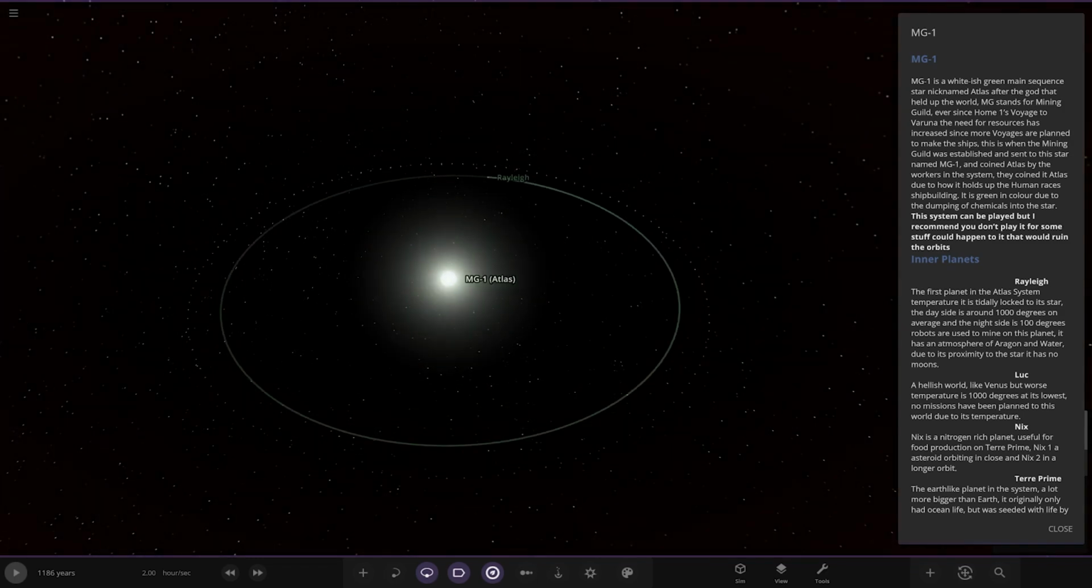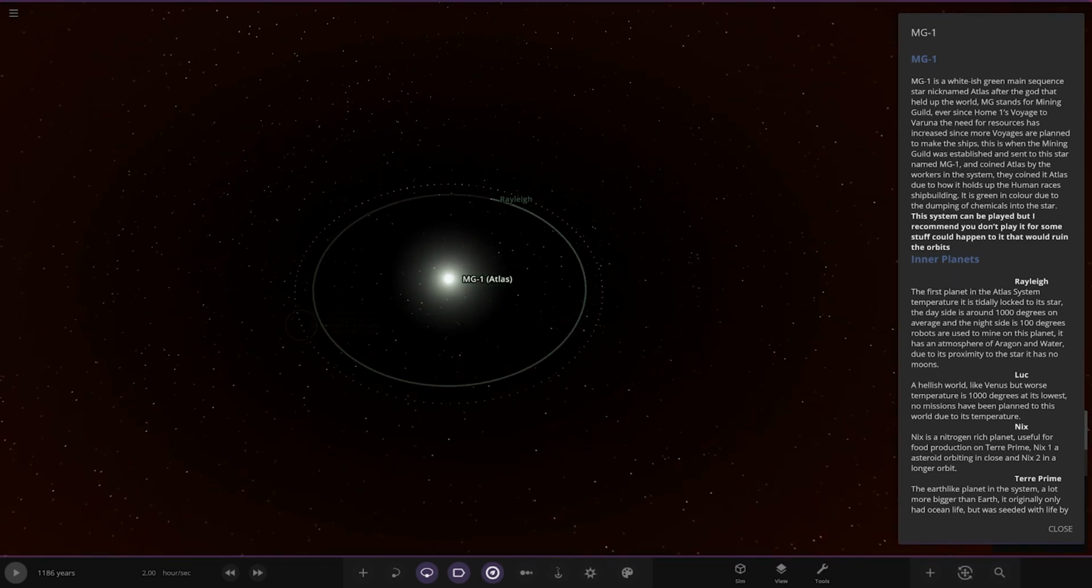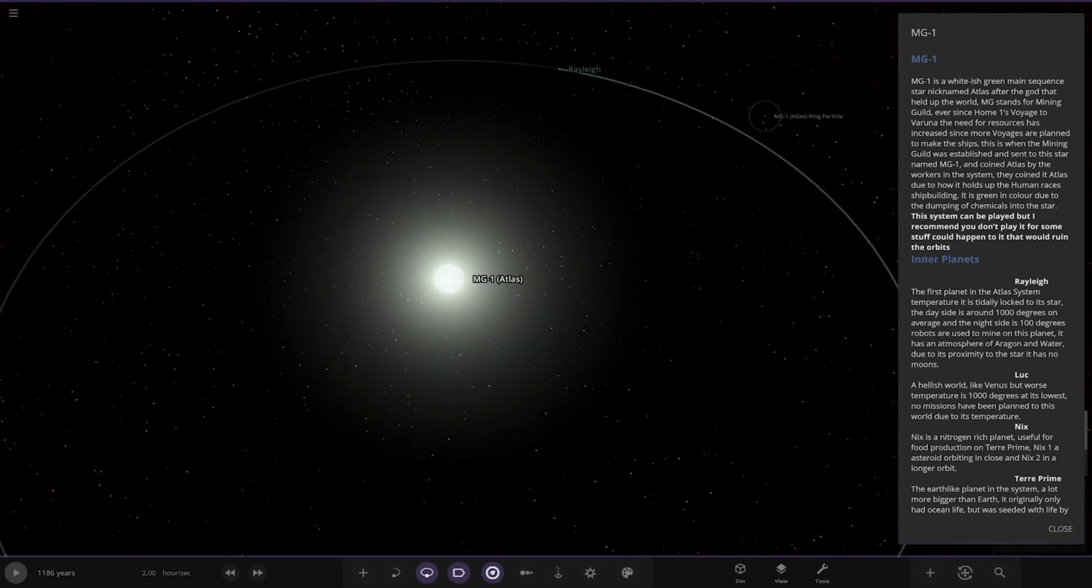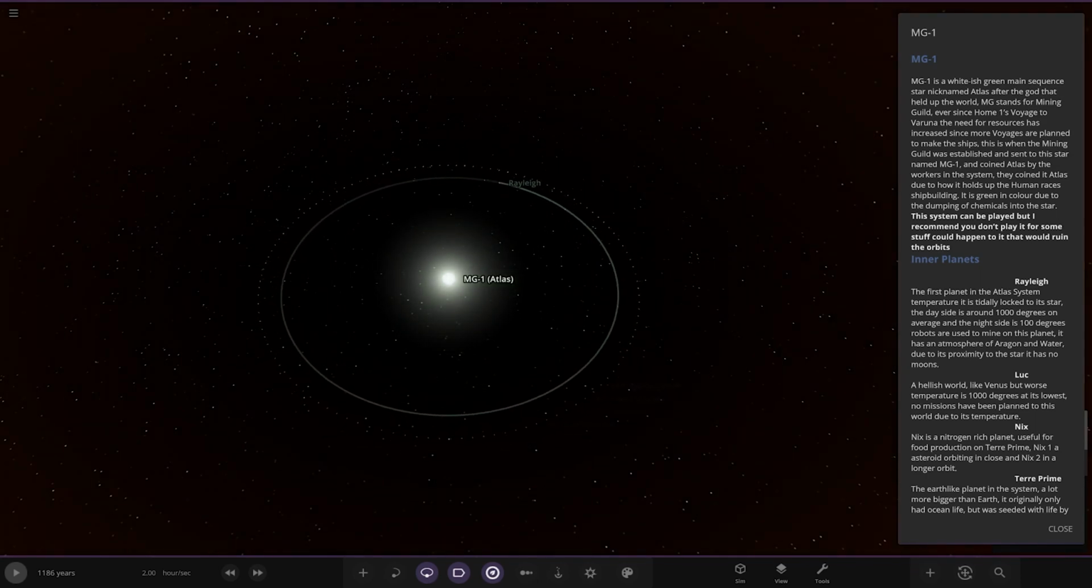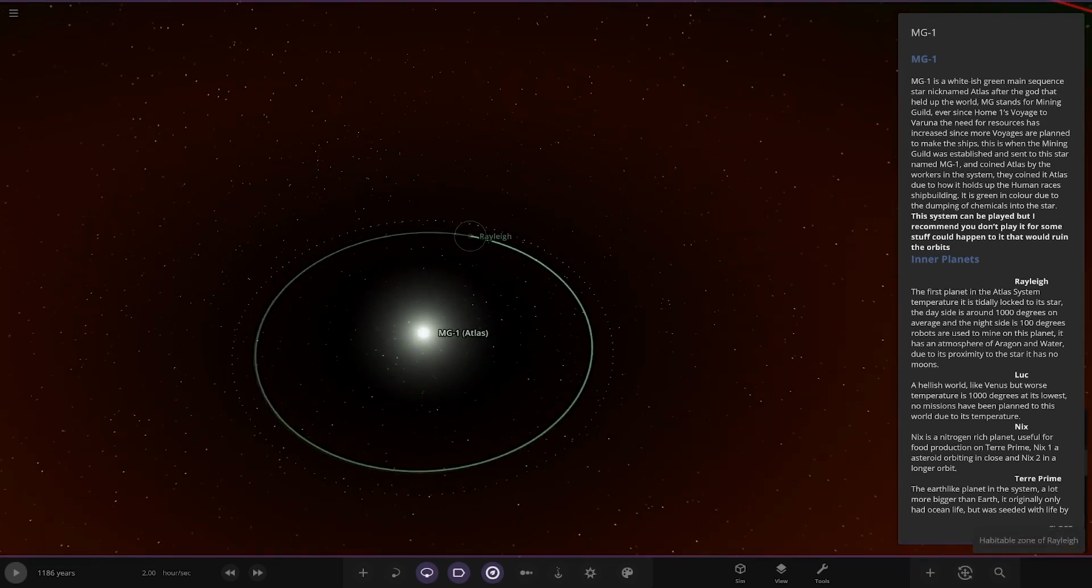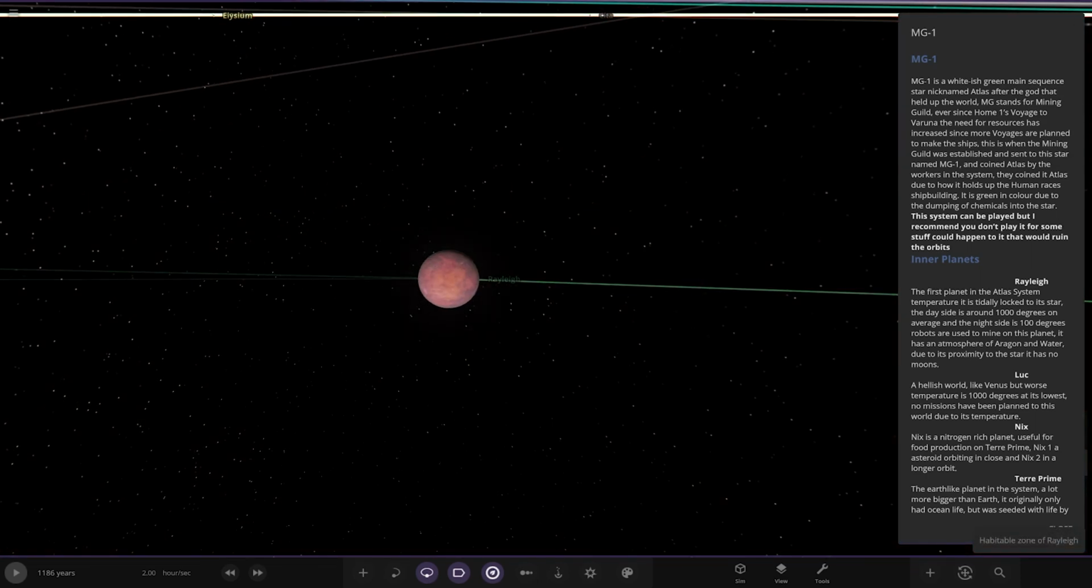Okay. So, oh, that's an interesting asteroid belt there. They have all perfectly equal ring particles apart. Quite cool. Right, so the first of the planets, we've got Rayleigh here.